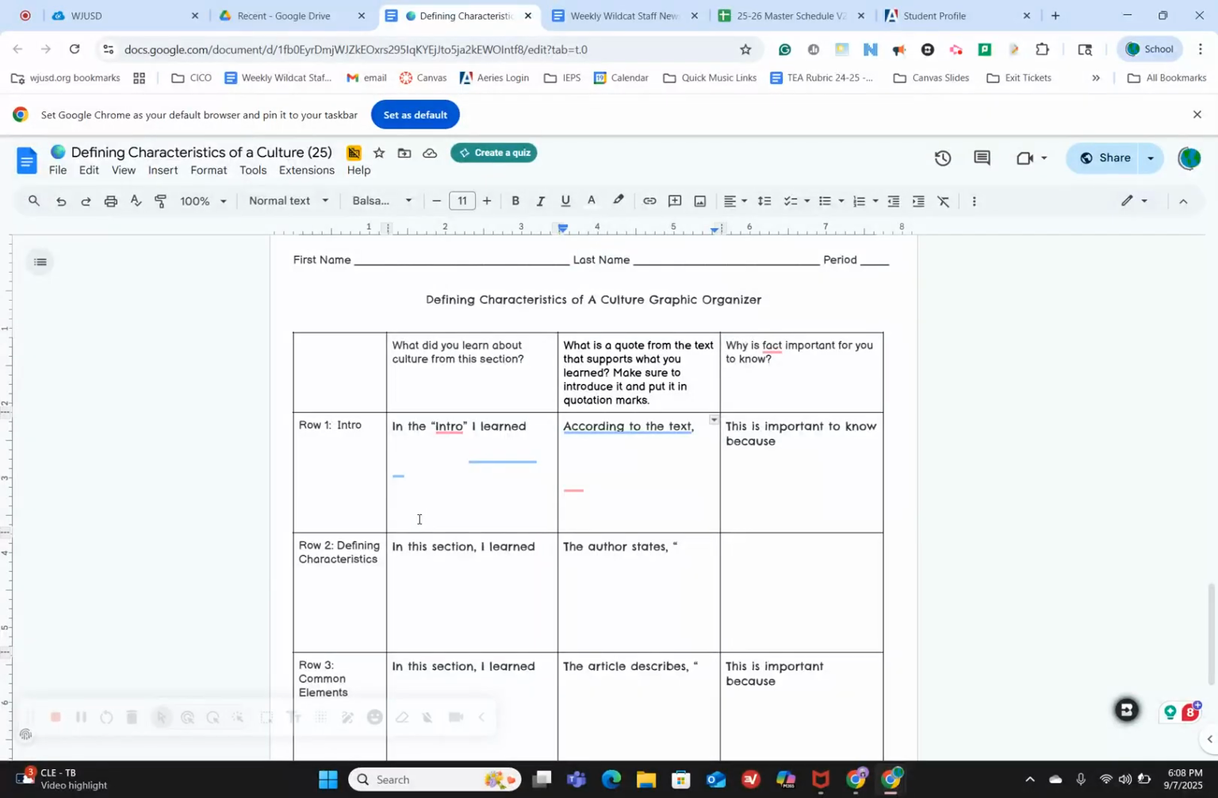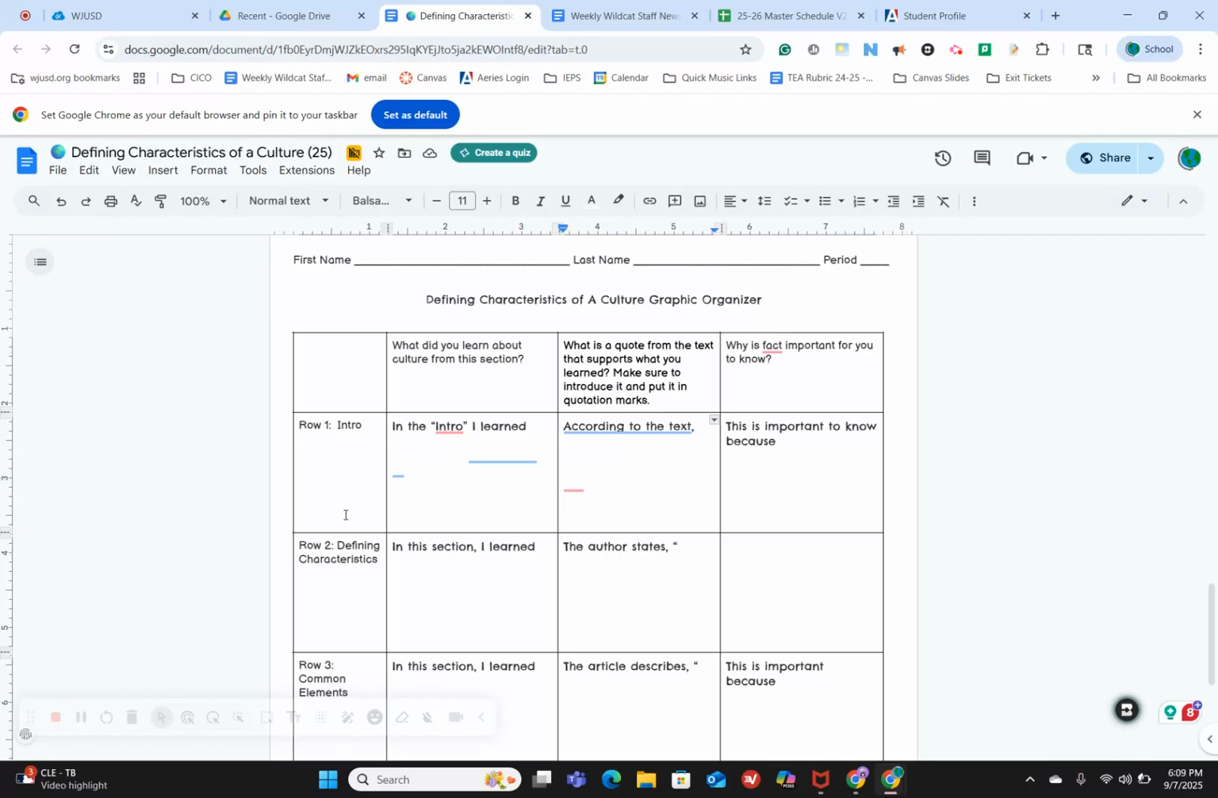Okay, so now that we finished our reading, we're going to be breaking it down a little bit and looking at what we actually got from that text and why it's important. So you'll see that on your page 22 is where you have your graphic organizer that you're going to fill in.